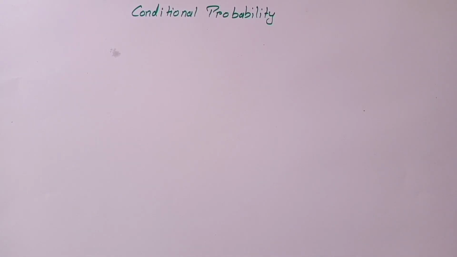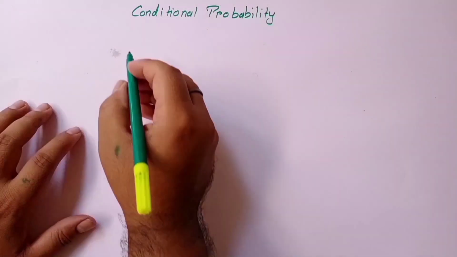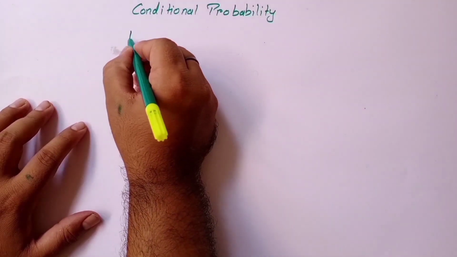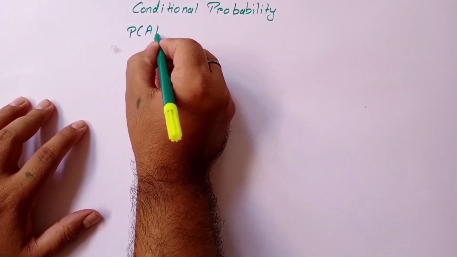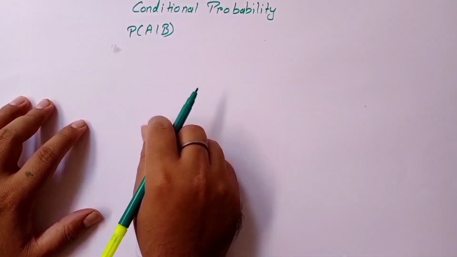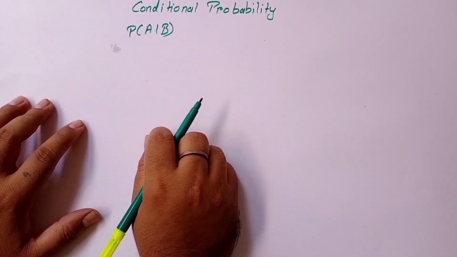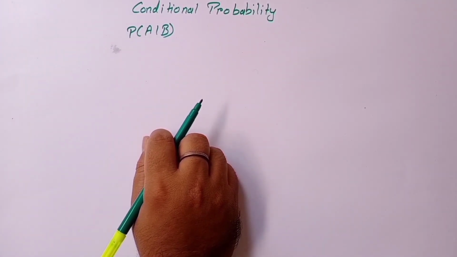Hello everyone. Today we are going to learn conditional probability. What is conditional probability? Conditional probability is the probability of occurrence of an event based on the occurrence of another event. Conditional probability is represented as P(A|B), and it is read as the probability of occurrence of event A under the event B.